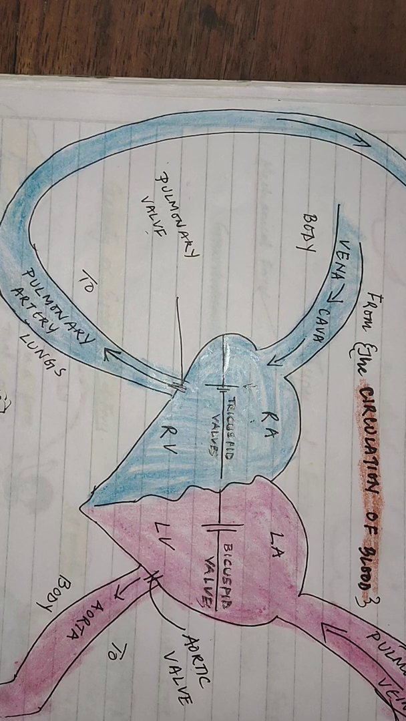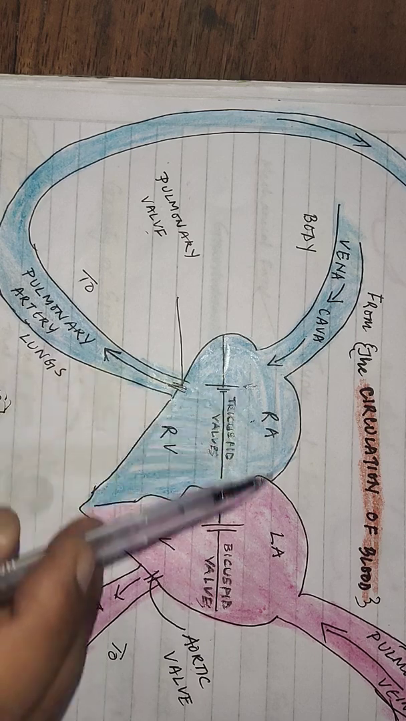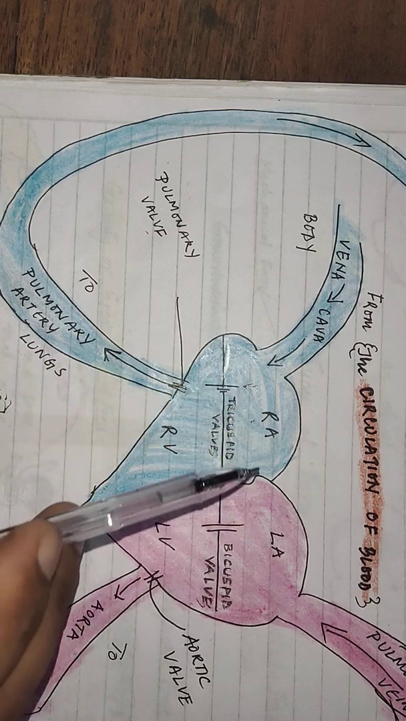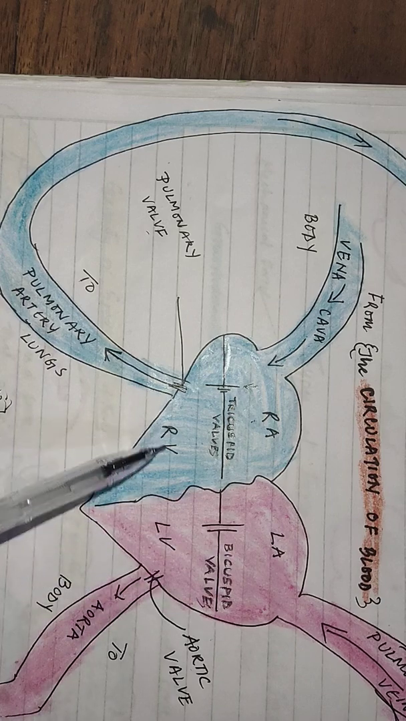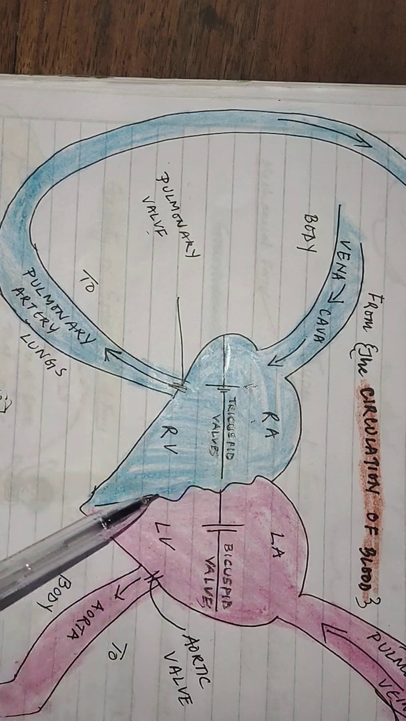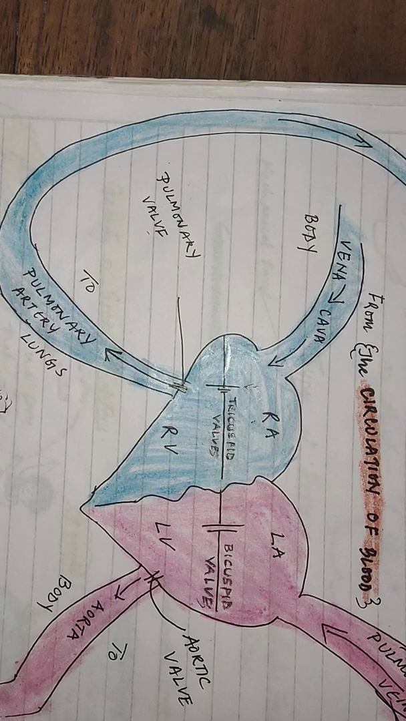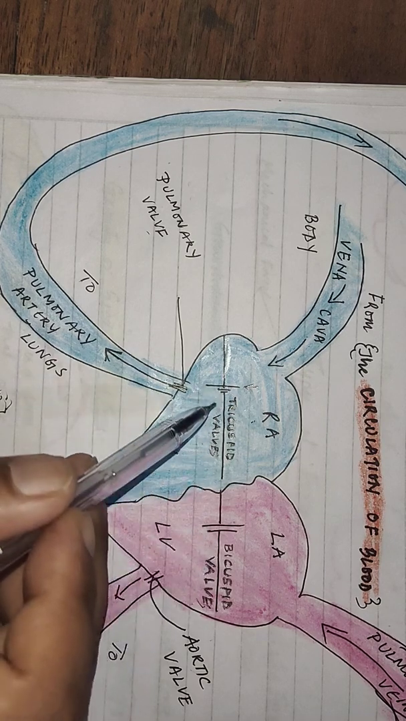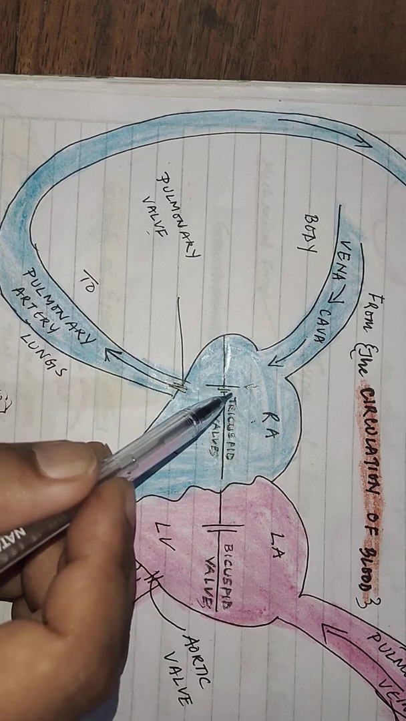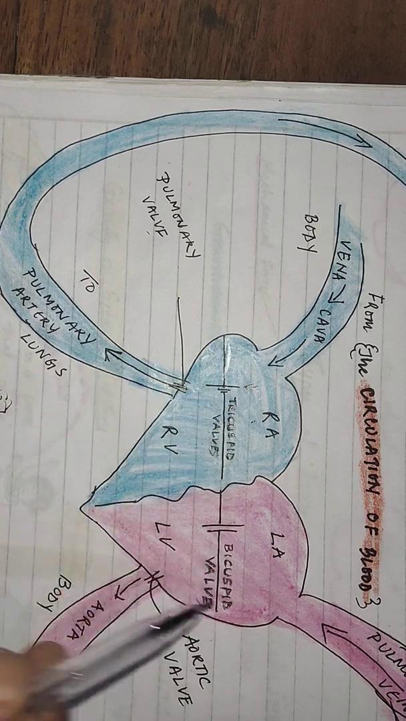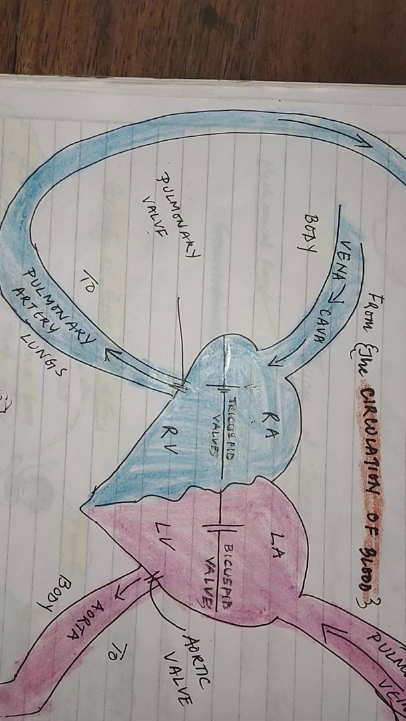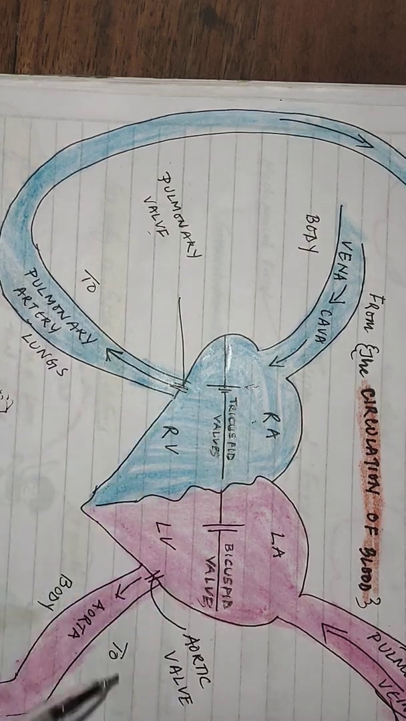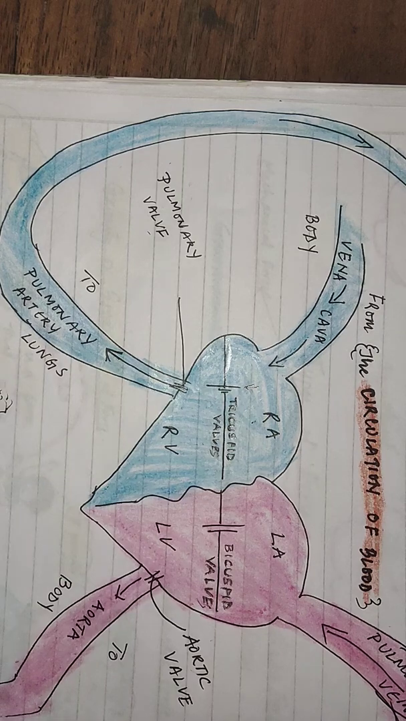Today we are going to learn about the circulation of blood. We have already learned that the heart has four chambers: right auricle, left auricle, right ventricle, and left ventricle, separated by an important layer known as the septum. You have two valves over here. Altogether we have four valves: the tricuspid valve and bicuspid valve, and the pulmonary valve and aortic valve. So let us understand the circulation of blood now.